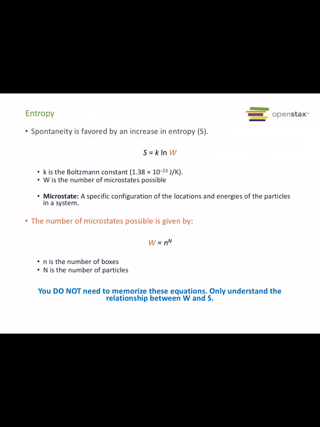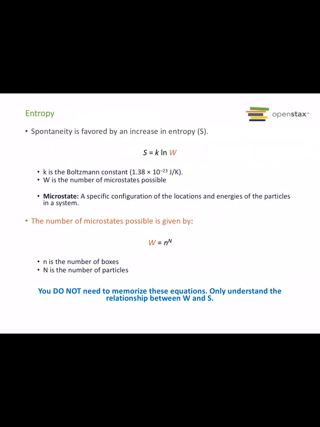So the universe loves disorder. All right, so a high delta S is favorable for most spontaneous reactions. So spontaneity is favored by an increase in entropy.